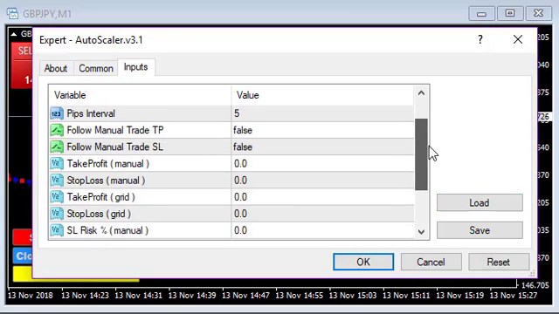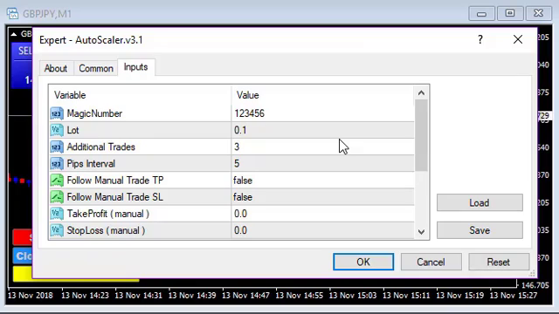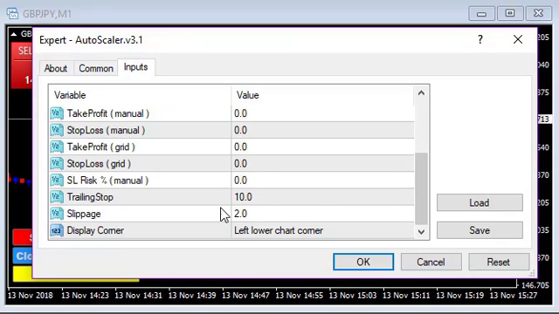Okay, we're going to show you how to use the trailing stop with AutoScaler. These are a couple of presettings I like to use: 3 additional trades, 5 pips apart. We're leaving everything else on the defaults. Falses for your manual trades. Everything else is going to be 0. We're just putting in a 10 pip trailing stop.